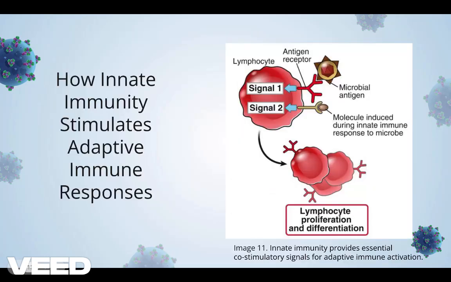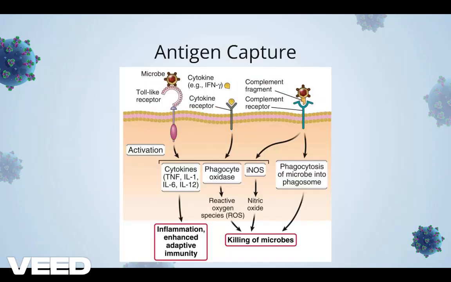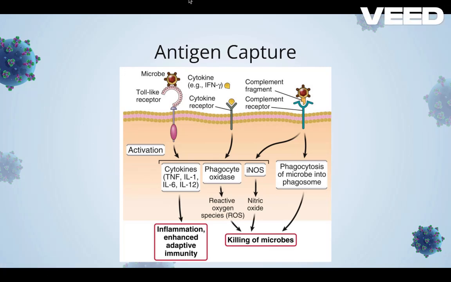Okay, now that we've gone over all of that, how does innate immunity stimulate adaptive immune responses? So we did go over this generally before in the lymphocyte circulation and pathway activation process portion of this presentation, but this is where we're going to go more into depth.